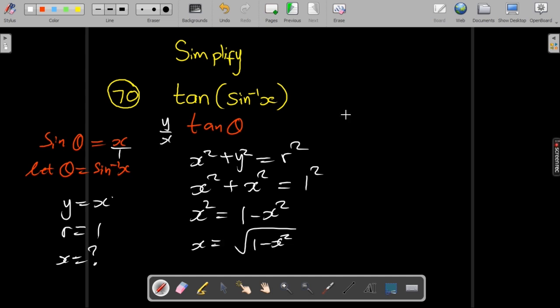as the x. So our tan theta is therefore y, which is x, over the x that we just found. So y over x, y is this, and then the x is what we just found, which is as follows.